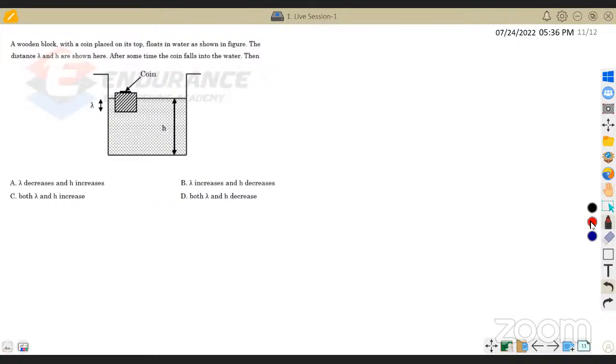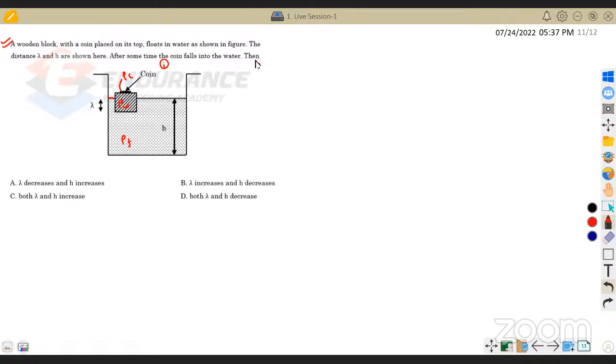We will do an analysis. We'll do one small analysis, and then we will start. We'll solve this. Let the coin's density be rho c, and let the wooden plate's density be rho w. Let the fluid density be rho f. So this is the initial condition, before dropping the coin inside. And this lambda is the distance the wooden block was submerged inside. This is the initial condition.